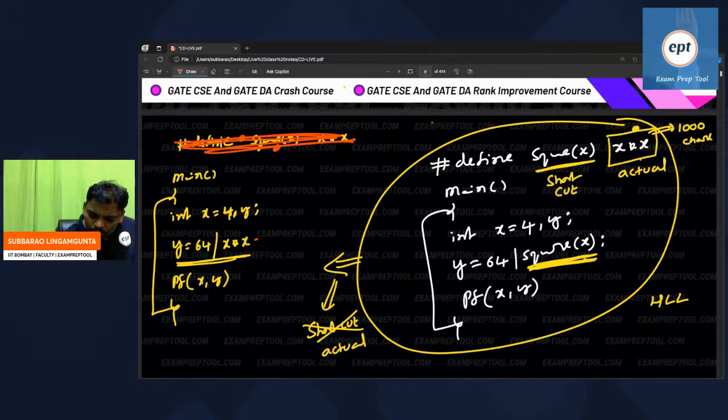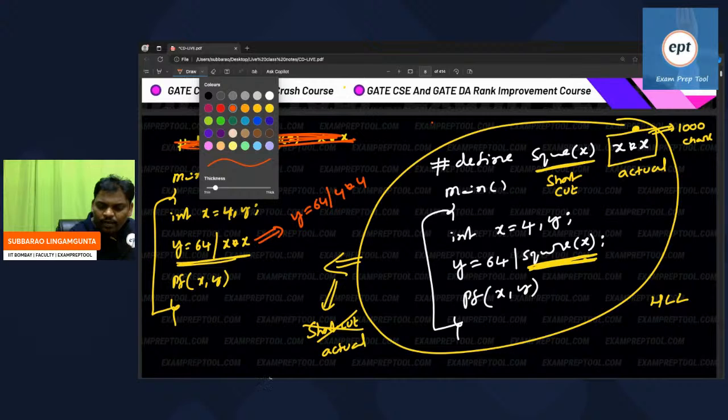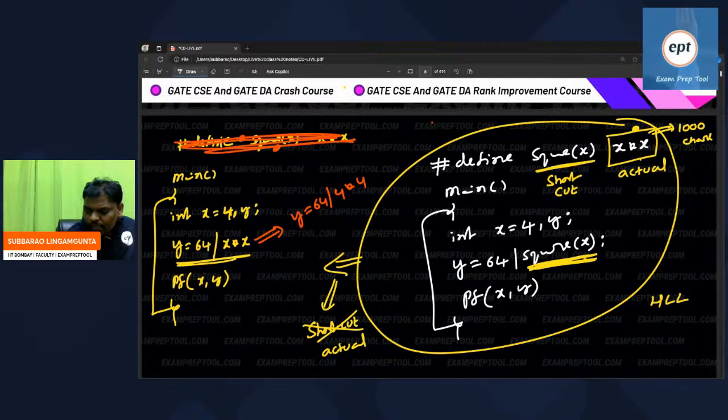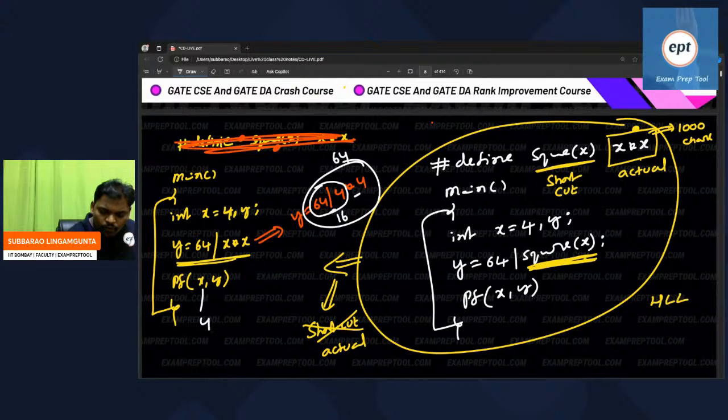Now see how this story looks. Then it will become y is equal to 64 by x into x, and x is 4 into 4. I think everyone knows according to the language rules, division and multiplication both have the same priority. Whoever comes first will be done first. 64 by 4 is 16, 16 into 4 is 64. The y value became 64. So x will be 4 only, y will become 64. 4 comma 64 will be printed.